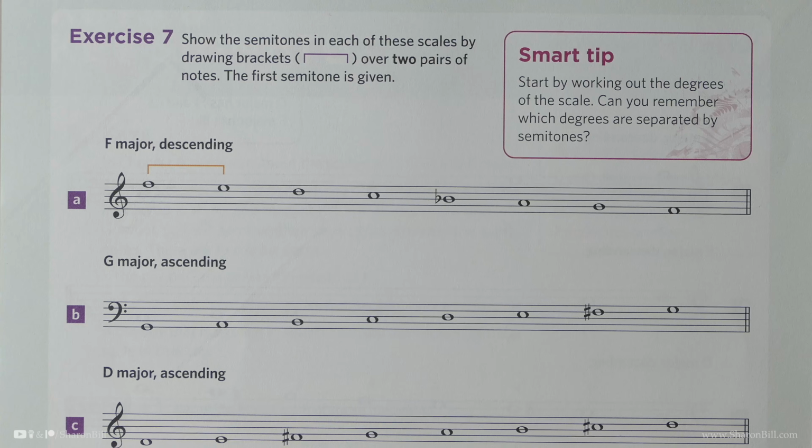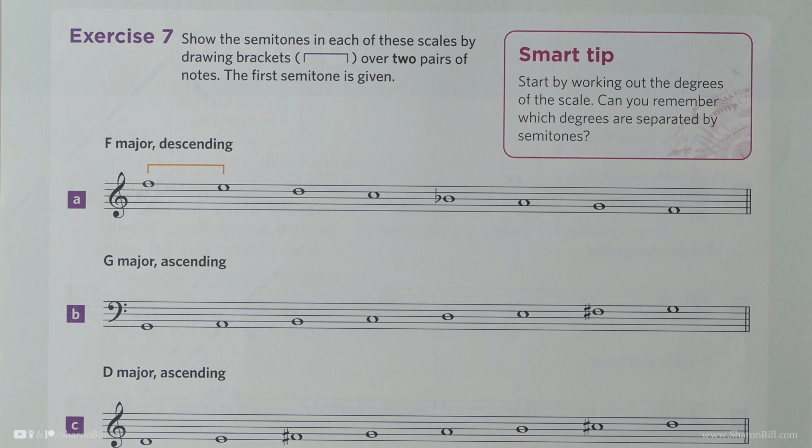Continuing with the topic of scales, we're now going to continue to look at the major scale on page 34 of Grade 1 Discovering Music Theory. And in exercise 7, we're asked to show the semitones in these scales drawn out below by showing a bracket over the pairs of notes.